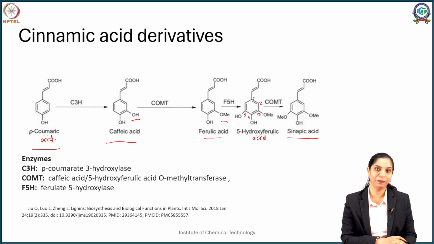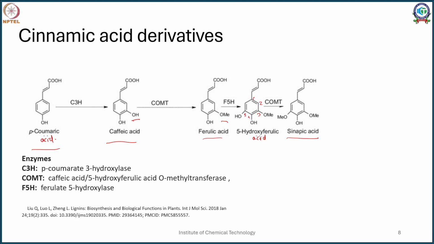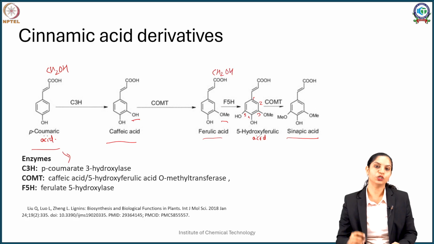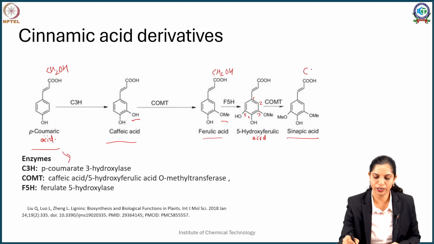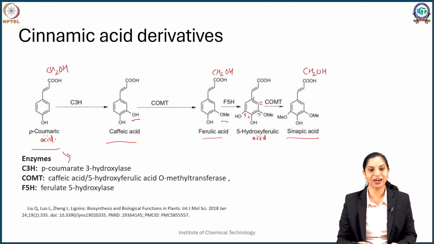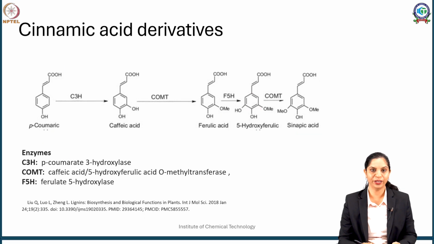Now what happens in plants is, these acids can also get converted into alcohols. So you have your coumaric alcohol, wherein this will get converted into CH2OH. For all of them, you will have your ferulic alcohol, you will have your synapyl alcohol. So these compounds will also get converted or reduced to their corresponding alcohols in plants, and these alcohols can give rise to new set of metabolites. So cinnamic acid derivatives are produced from your coumaryl CoA.